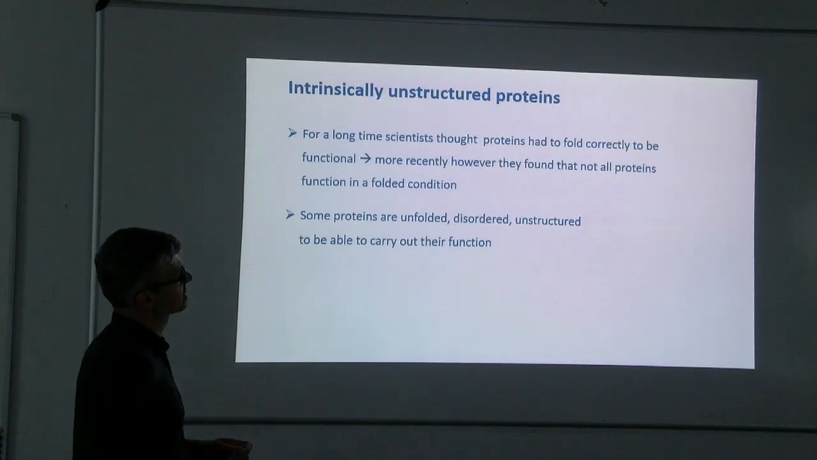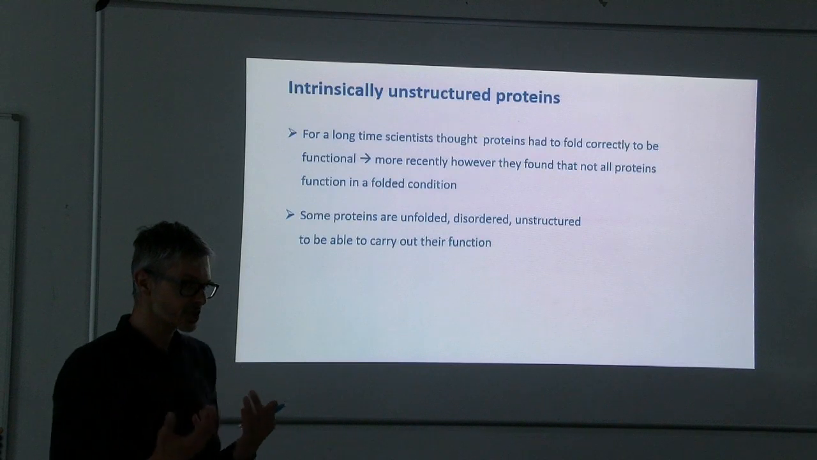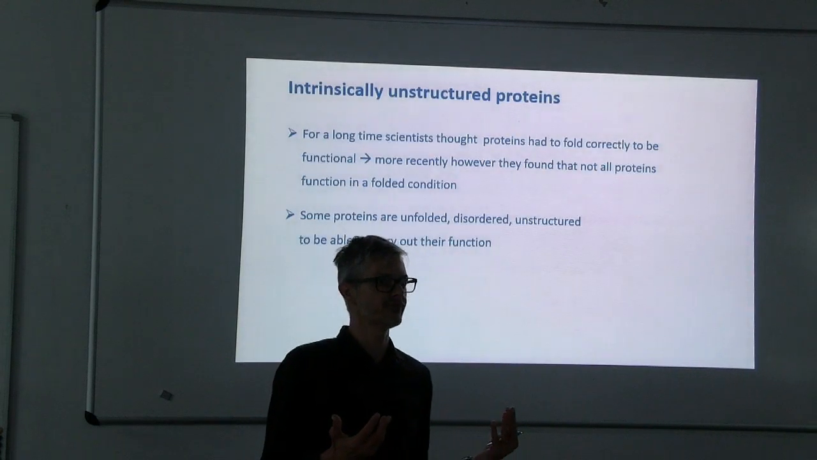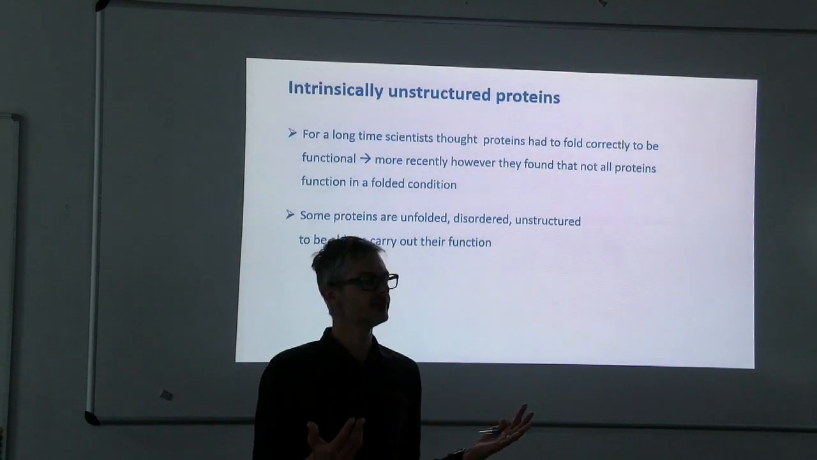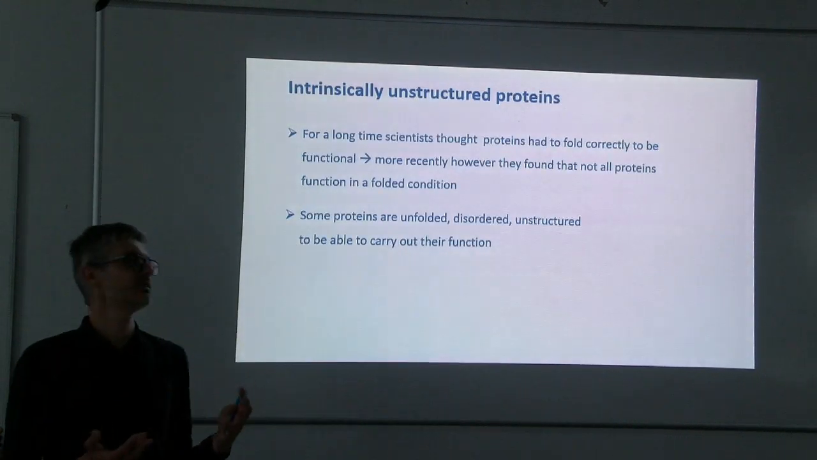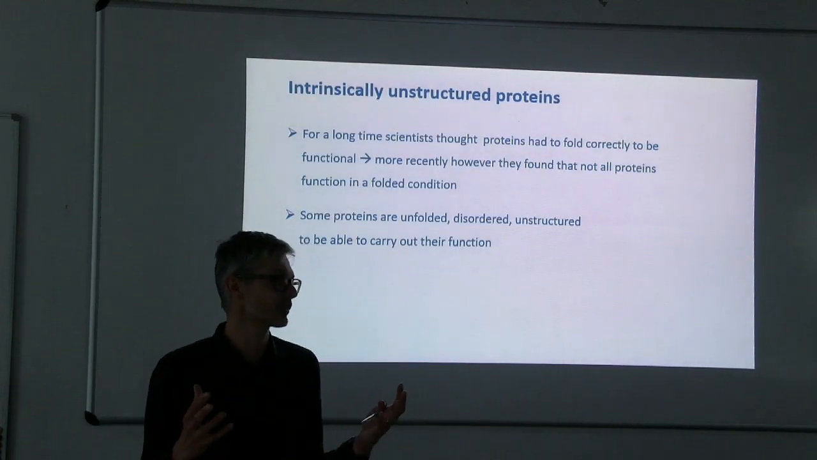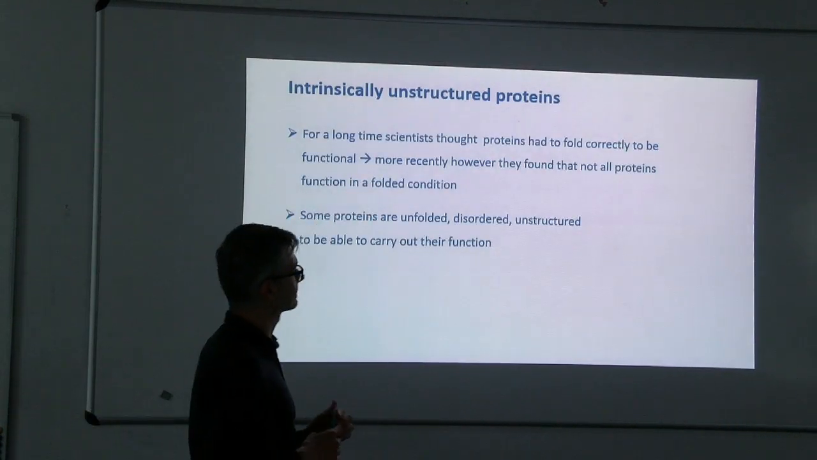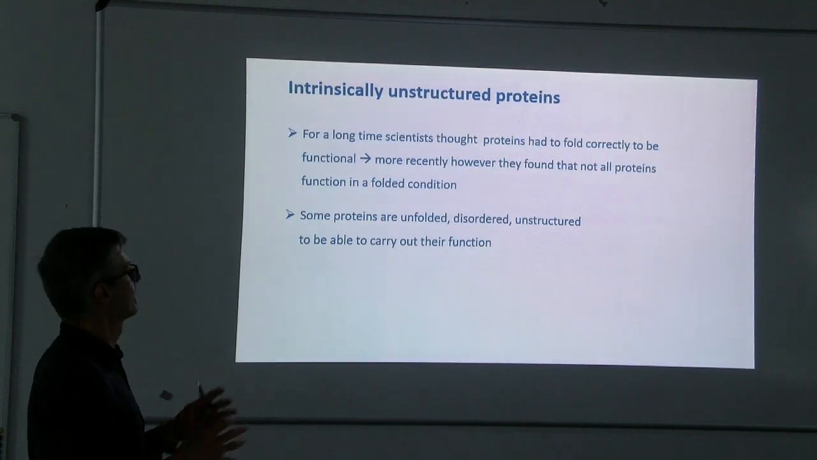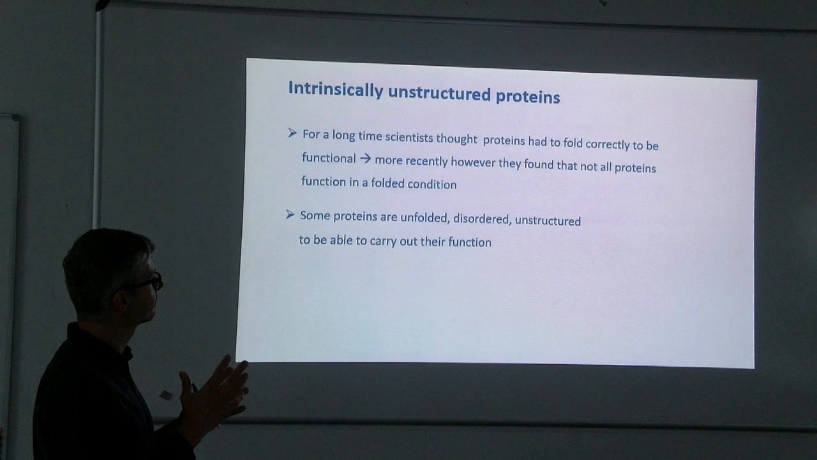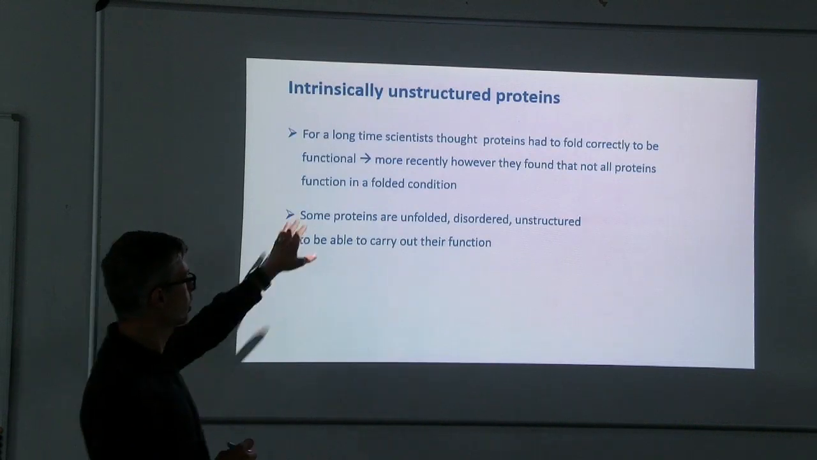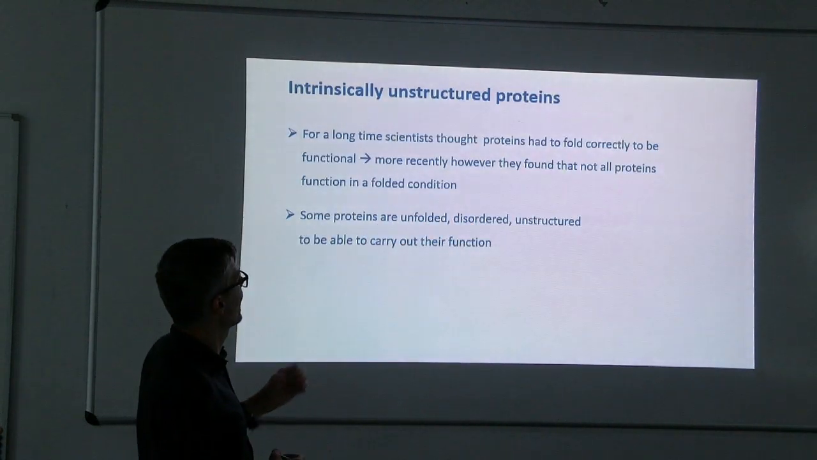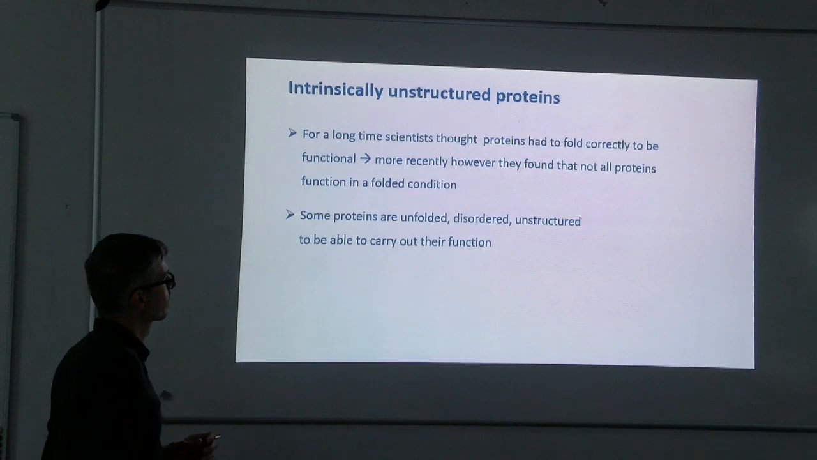So for a long time we actually thought they had to fold correctly to be functional. Now we know that this is not always the case. For example, you probably all know P53, the tumor suppressor protein, TP53 or P53. A large part of that protein is actually unstructured. That we know now. So more recently we found that not all proteins function in a folded condition. So there are different states, let's say. Some proteins are unfolded, or we can also say disordered or unstructured, and they can still be functional.